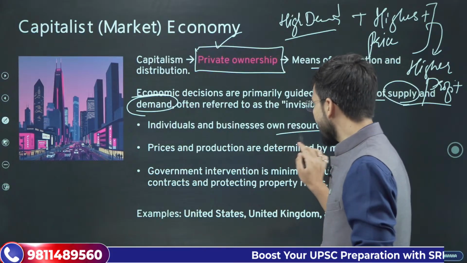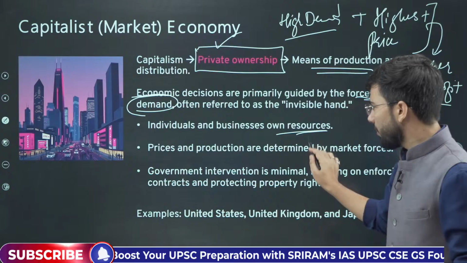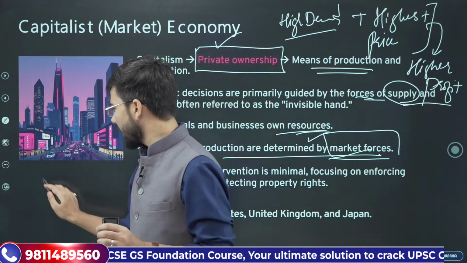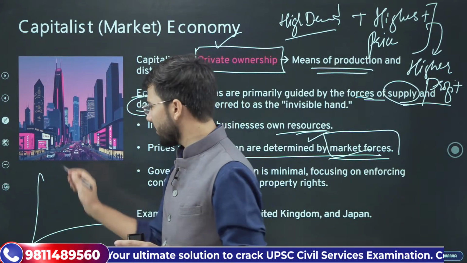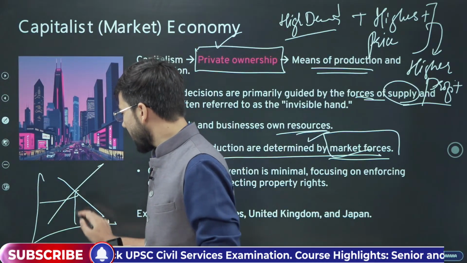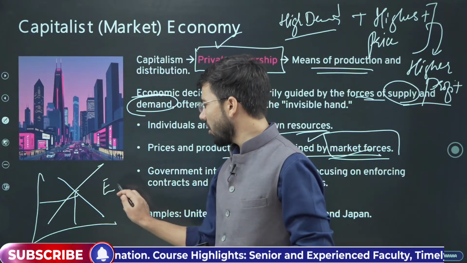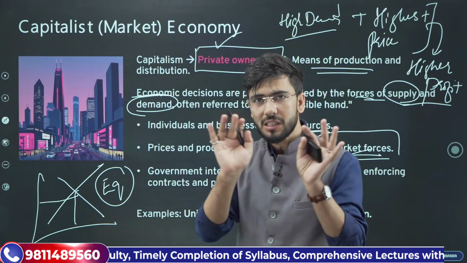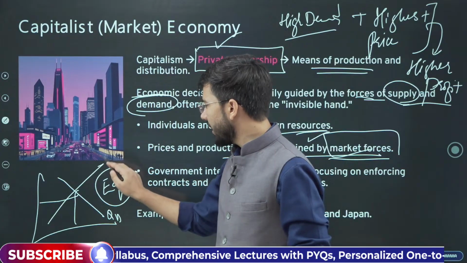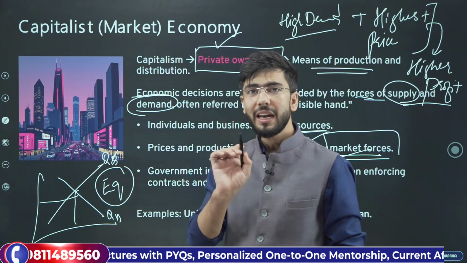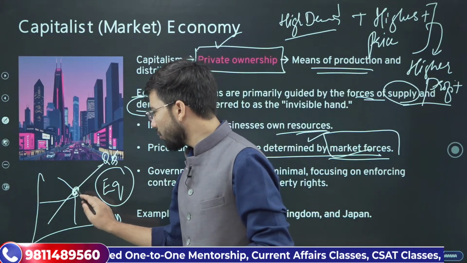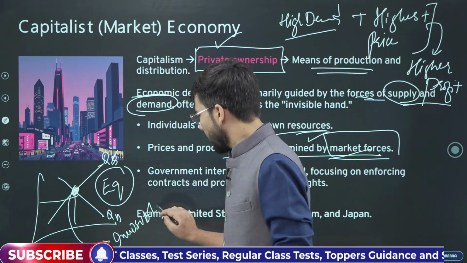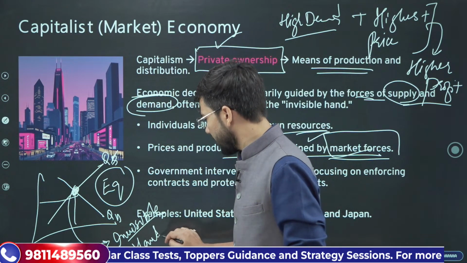Again, the individuals and businesses own the resources. Prices and production are set by market forces. That is simple: whatever is demanded in the market will be supplied in the market. That means they will work in equilibrium, and this market equilibrium we have already read in this series. मैंने आपको ये समझाया है कि market forces काम कैसे करते हैं, how the quantity demanded and the quantity supplied will balance out by itself at a particular point, which will be the point of equilibrium, and this will be achieved by the invisible forces, also known as the invisible hand, in the market.